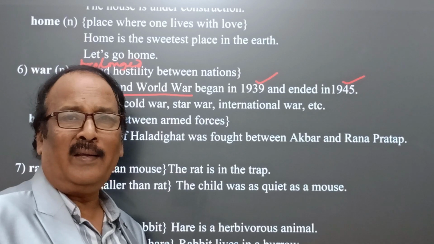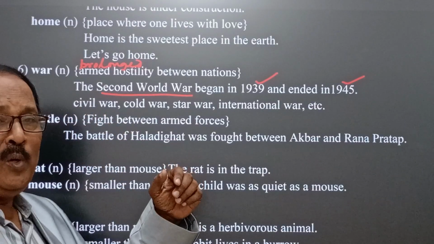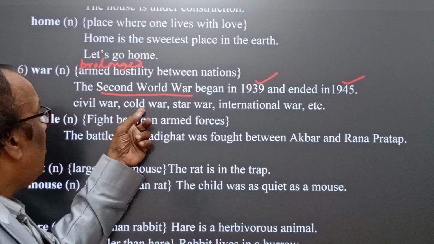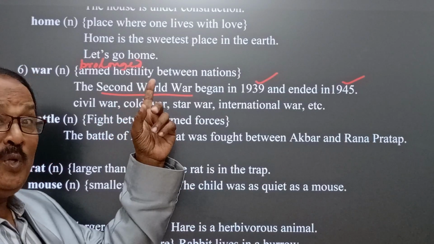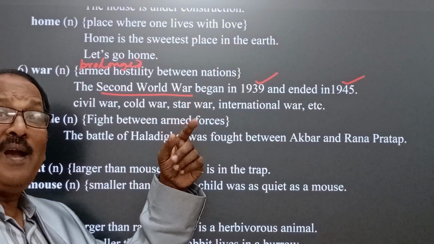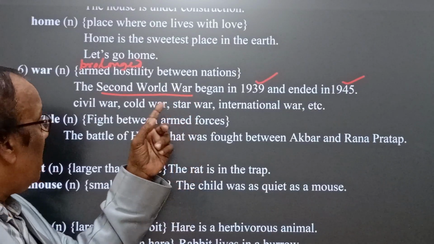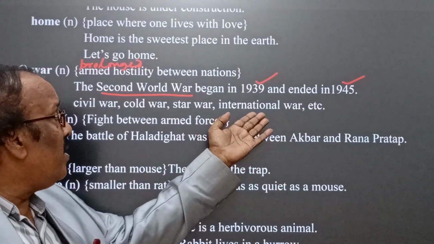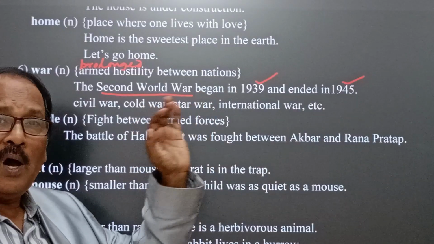We also find civil war between two states of a nation. Civil war, Cold War. There was a period of Cold War between America and Russia. And Star War at present. Star War, International War. Yes, war.